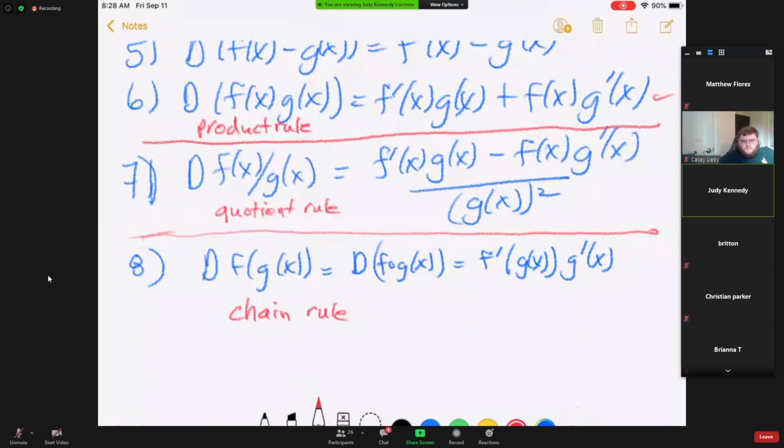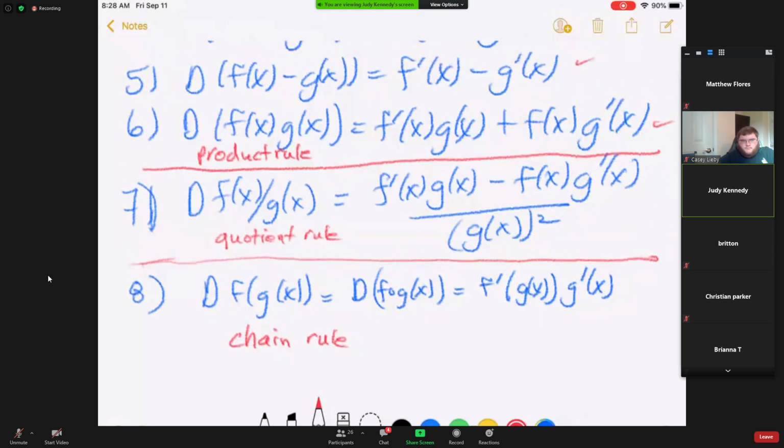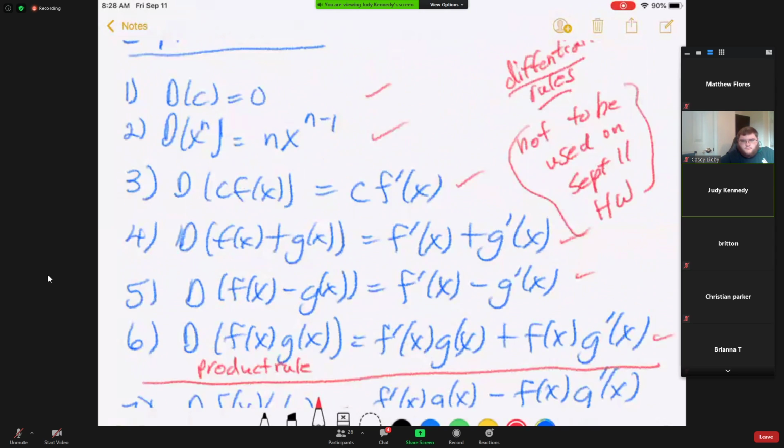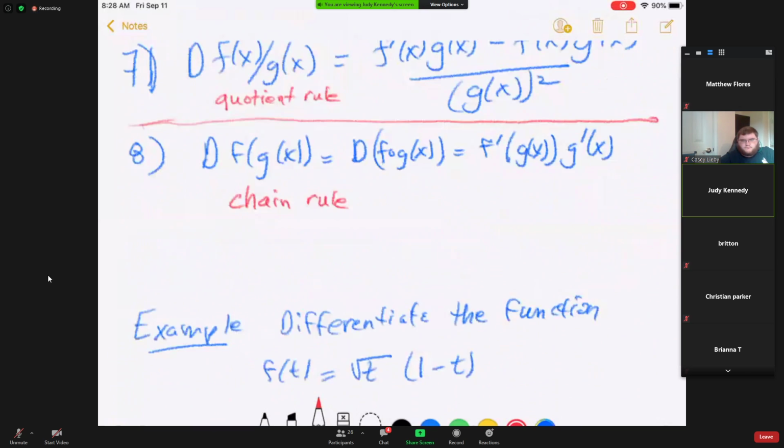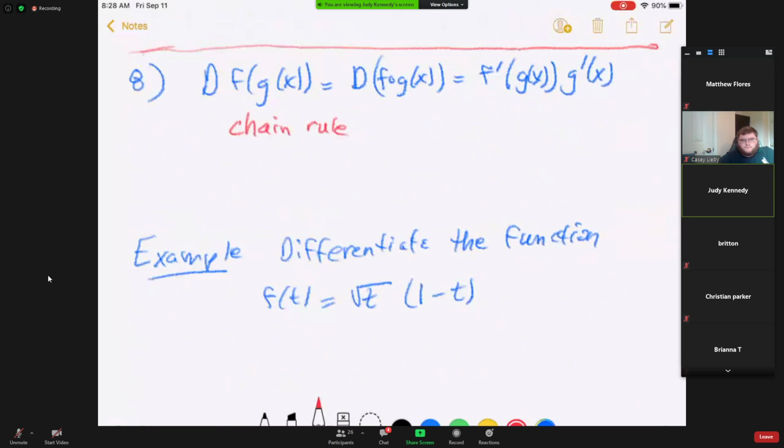Okay, so we have the product rule and the quotient rule, and we have all the rules that came before that. And this is really going to make our lives easier as far as computing derivatives. Here's an example. Differentiate the function f of t is the square root of t times 1 minus t. Well, actually, I could do this one 2 different ways. I could use the product rule, or I could multiply out and then use some other rules. But okay, let's do it both ways.